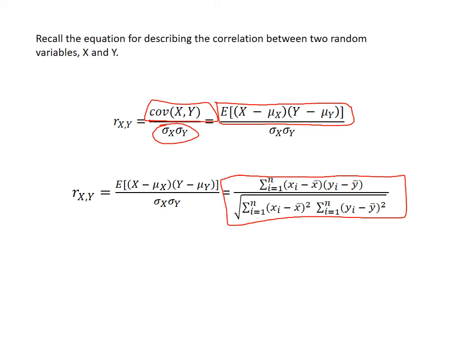If we have a sample size of n, we can calculate this by hand, if you wanted to, by taking the sum for each sample n of the value of x minus the mean of x times the value of y minus the mean of y, over the square root of the sum of each value of x minus the mean of x squared times the sum of, for each sample, the value of y.